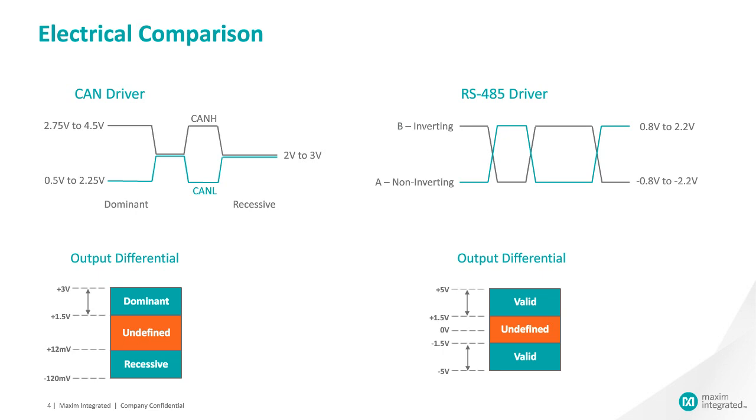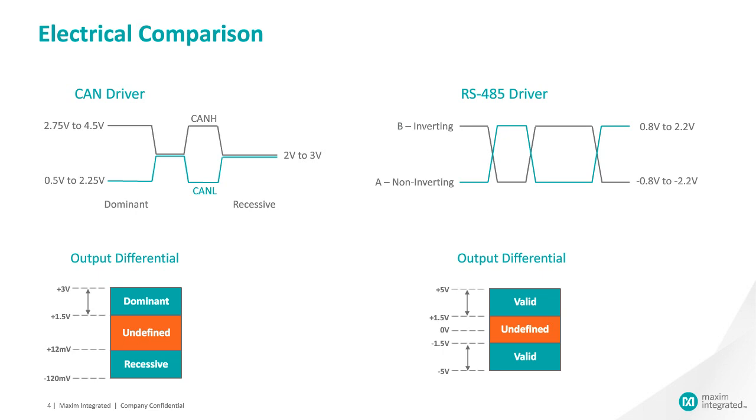You can see on the driver side, what the standard calls out is that if you look at the bottom left, it calls out for a differential between 1.5 and 3 volts on the dominant side. And then on the opposite side, from 12 millivolts to about minus 120 millivolts, that is the recessive side. So then you can tell, obviously, what are your ones and zeros.